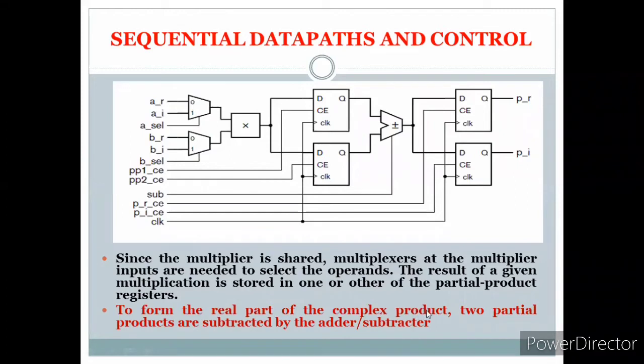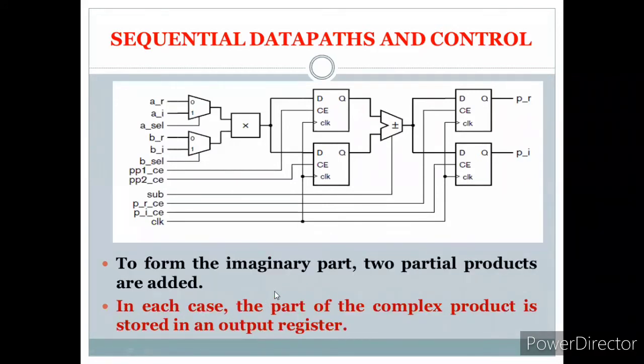To form the real part of the complex product, two partial products are subtracted by the adder. As we have seen, we have an addition and a subtraction on the partial products, like the complex numbers, so we use an adder or subtractor circuit in our design. To form the imaginary part, two partial products are added. As we know, for the real part we need subtraction and for the imaginary part we have an addition. In each case, the part of the complex product is stored in the output registers, so the respective registers store the output for the real part as well as the imaginary part.